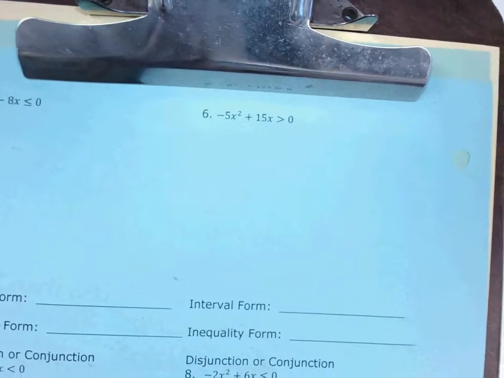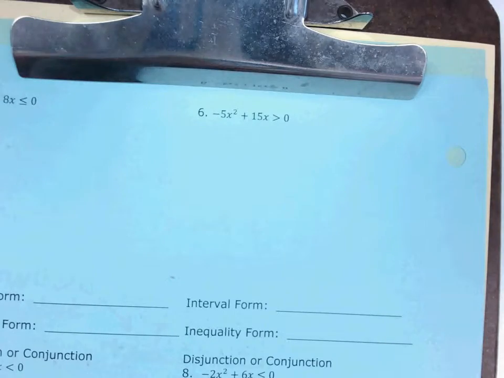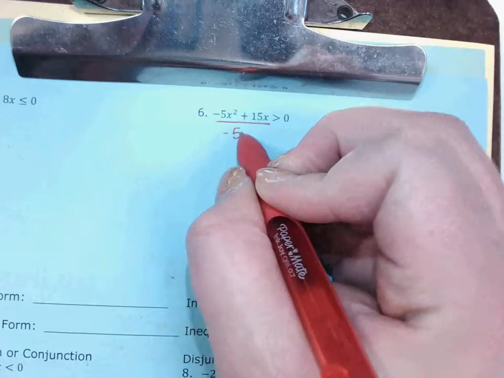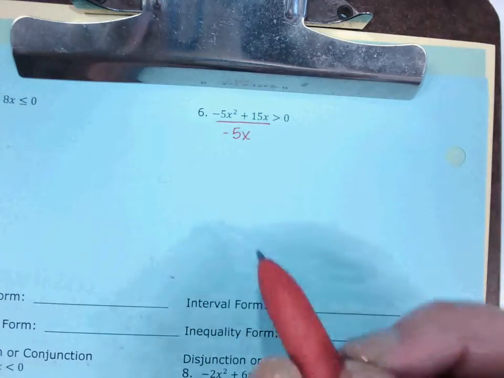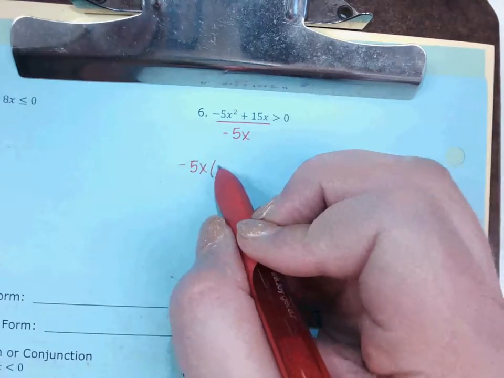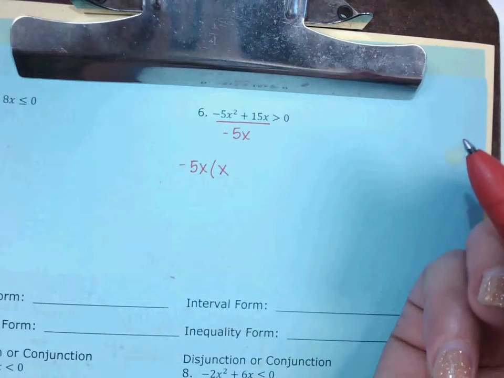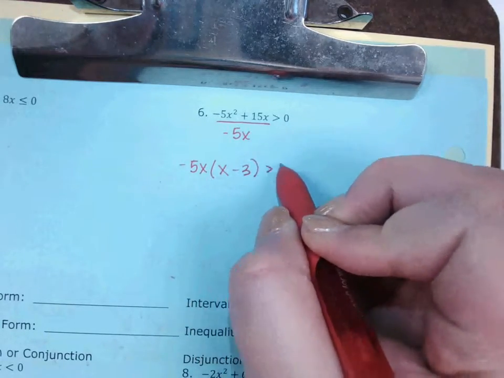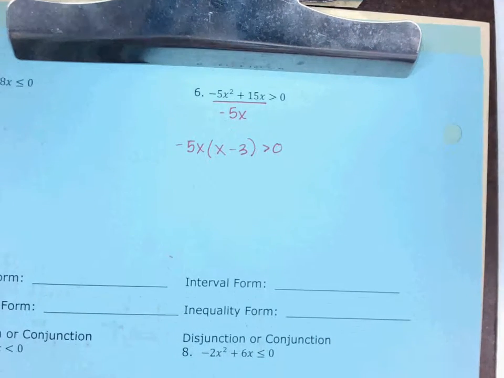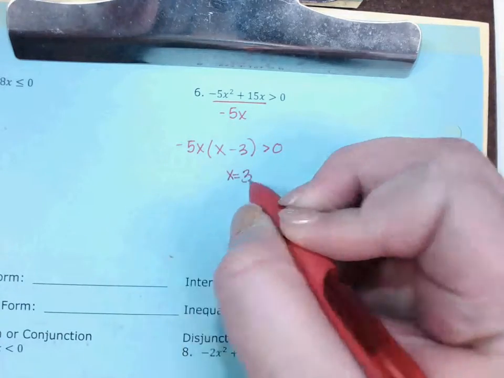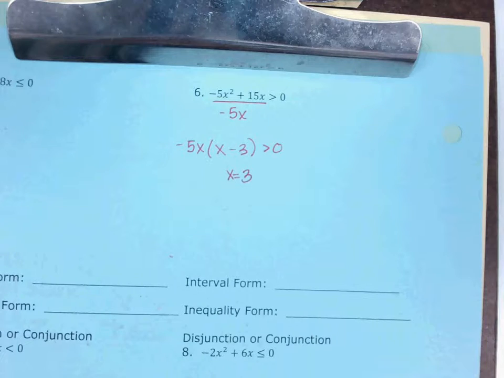Okay, so look at it. What can I take out of both of those guys? 5 and x. Good. So I take the negative 5x out to the front. What's left over? Minus 3. Then from there, I need to find both of my numbers. Now, for the x minus 3, what's the answer going to be? Positive 3, because it was a minus on the inside, then it's a 3 on my number line.